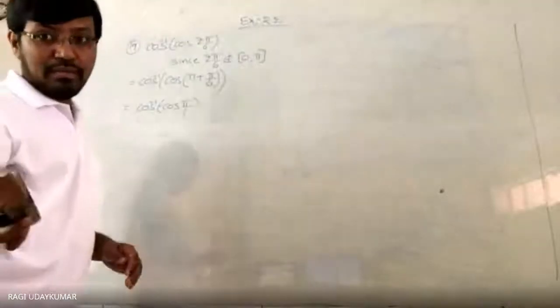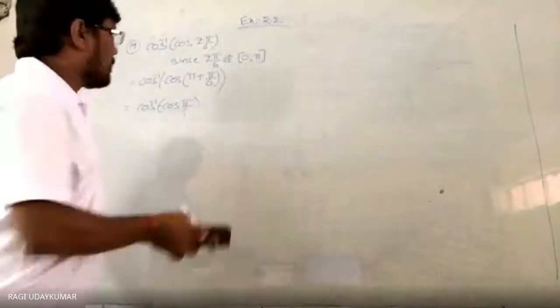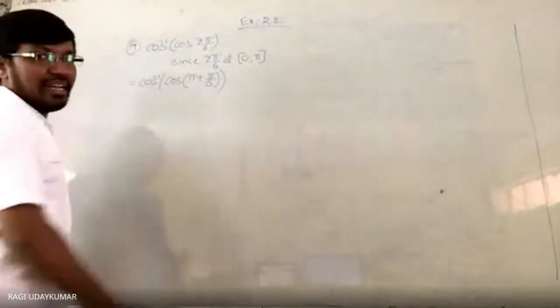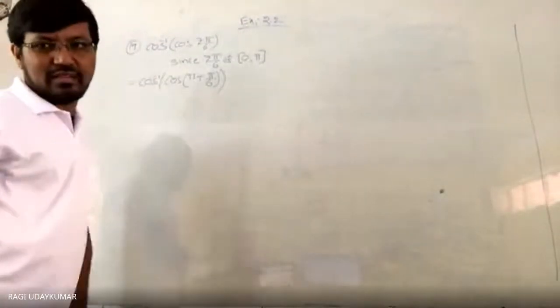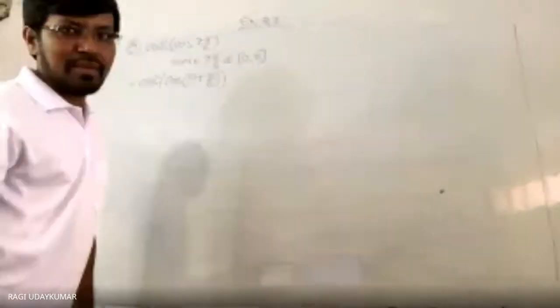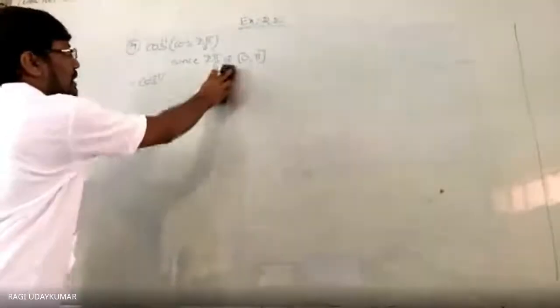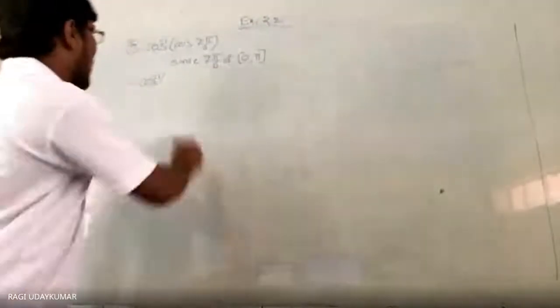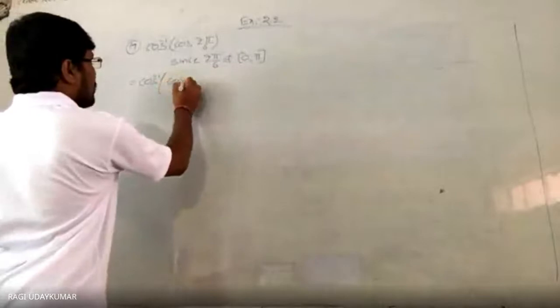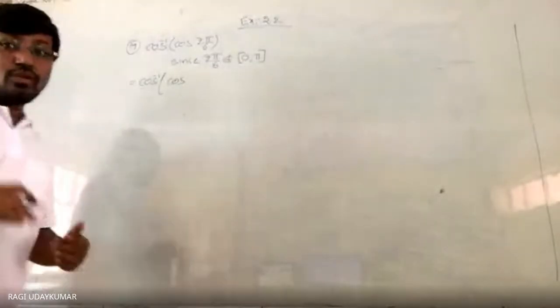This is a very important problem. It confuses a lot, and most of the students will write 5 by 6 or minus 5 by 6, but it is not 5 by 6, and not minus 5 by 6. So you cannot write this. Then what can we do here? You write this into another form.